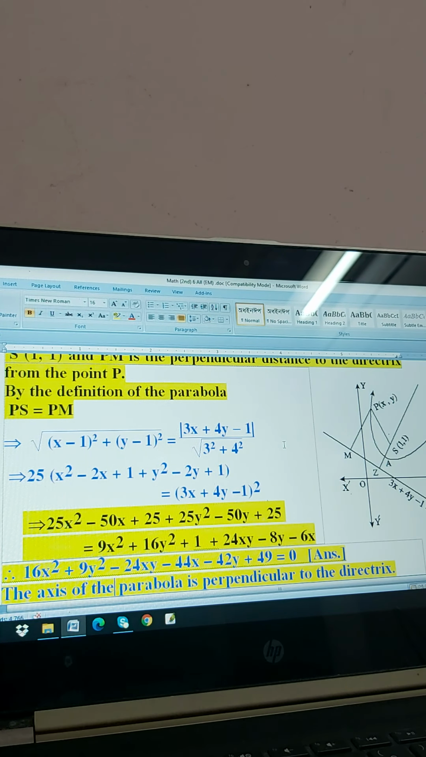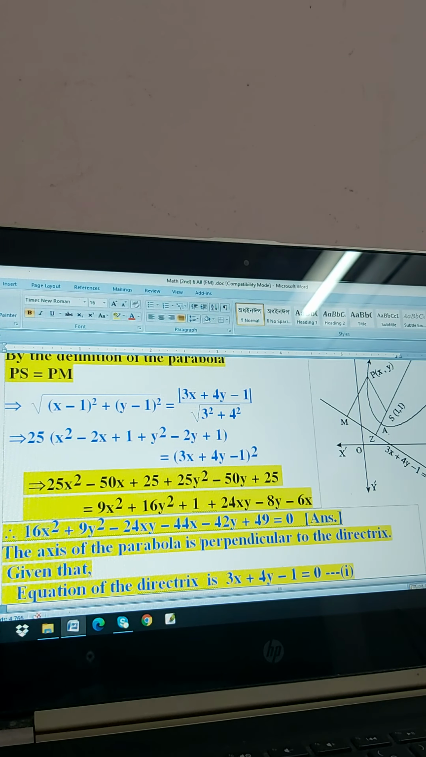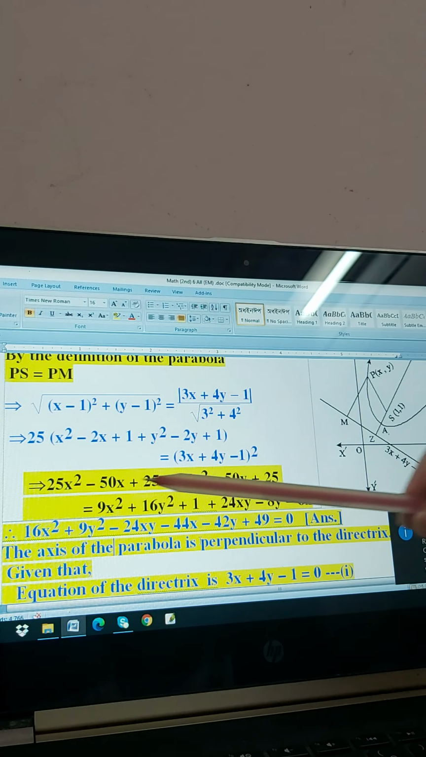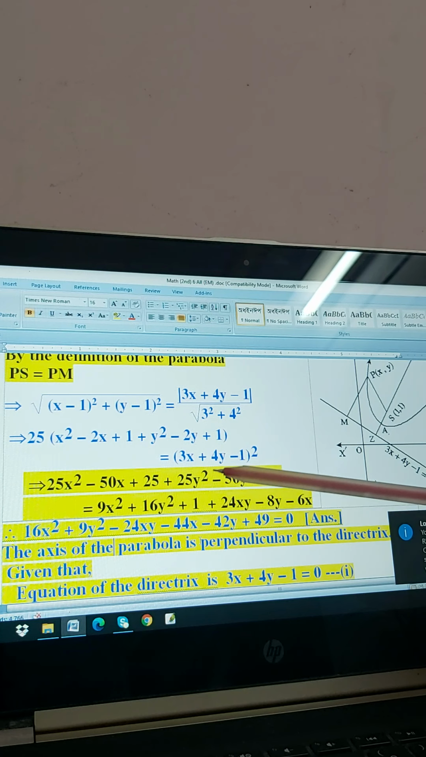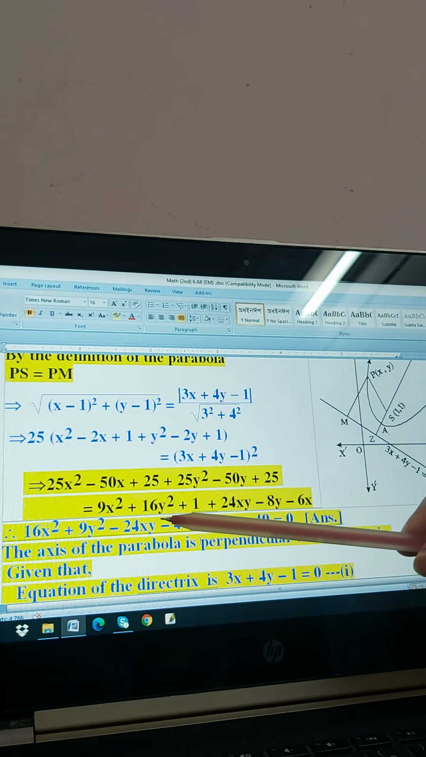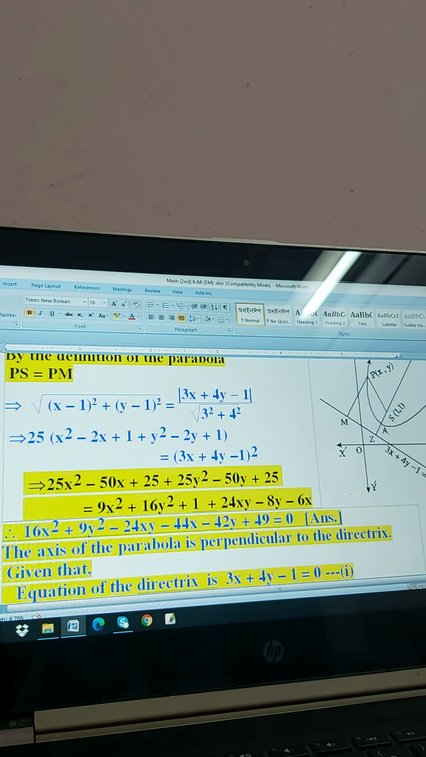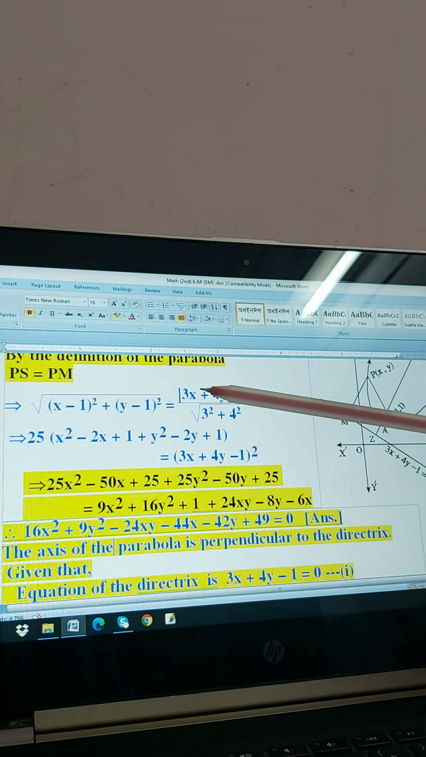After simplification, it will be 25x square minus 9x square, that is 16x square. This is 25y square minus 16y square, which is 9y square.